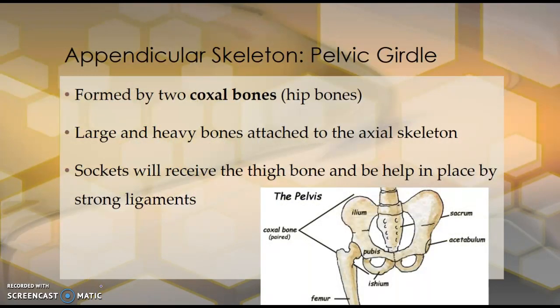Okay, so now we're moving down into the pelvic girdle. The pelvic girdle is formed by 2 hip bones, and they're called coxal bones. A lot of people don't realize this, but the pelvis is really heavy, and it's 2 very, very large coxal bones, and they're attached to the sacrum of the axial skeleton.